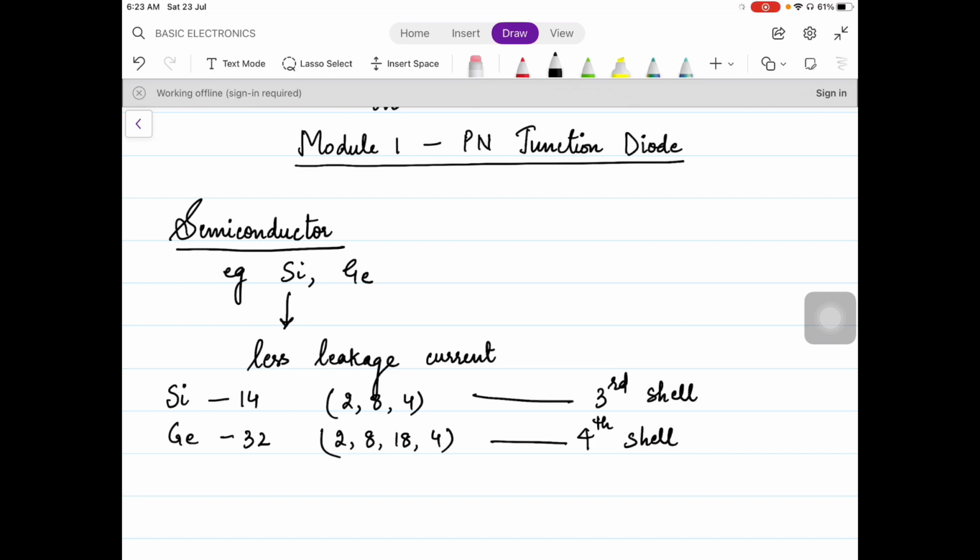So the current that will be generated will not be proportional to the energy. That means we are supplying less energy, but we are getting very high current, which is not desired. This particular unwanted current is called leakage current, and this leakage current is lesser in silicon as compared to germanium. So this is the first and foremost reason why we prefer silicon as compared to germanium.